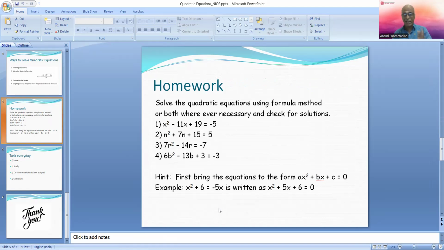So now you see, I have given a hint. First, bring the equations to the form. If the equation is, for example, x squared plus x is equal to negative 5x, we bring it to the left-hand side and equate it to 0. You see how I have written? So I've given a hint.